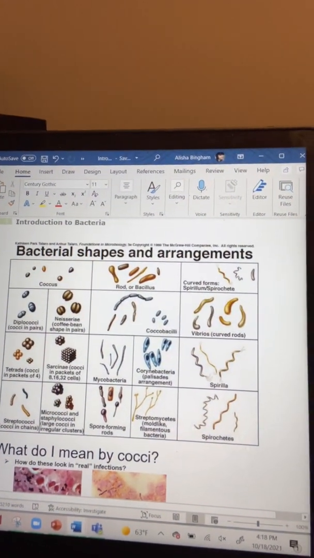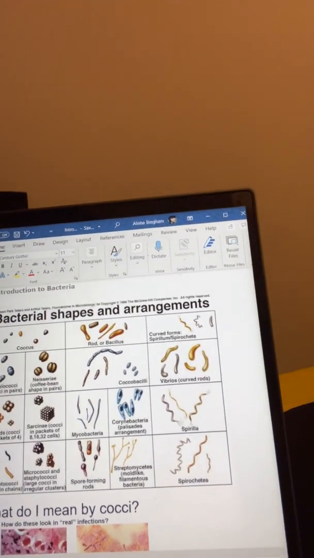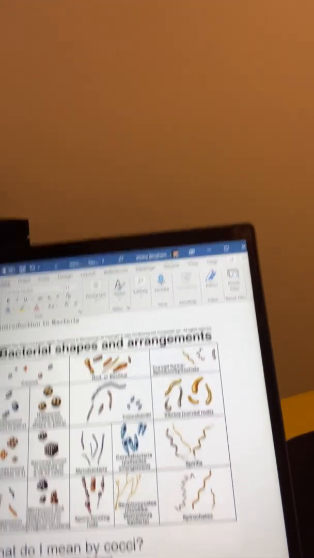So here's all the different shapes and arrangements of bacteria. Coccus is up here, and rods are right there. And then these are all the different forms that I just talked about.